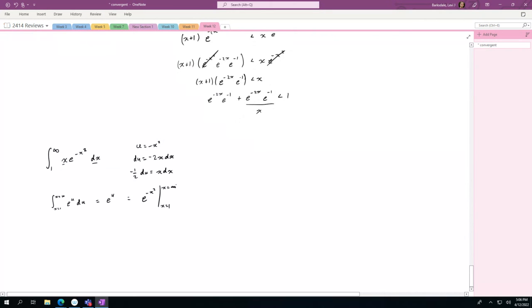Now what is e to the negative infinity? Oh, you're right. I completely forgot about that. There we go. There's the negative 1/2. Thank you for reminding me. Good catch. E to the negative infinity is 0. So you have 0 minus negative 1/2 e to the negative 1, which is 1 over 2e, which specifically is a finite number, right? So this integral converges.